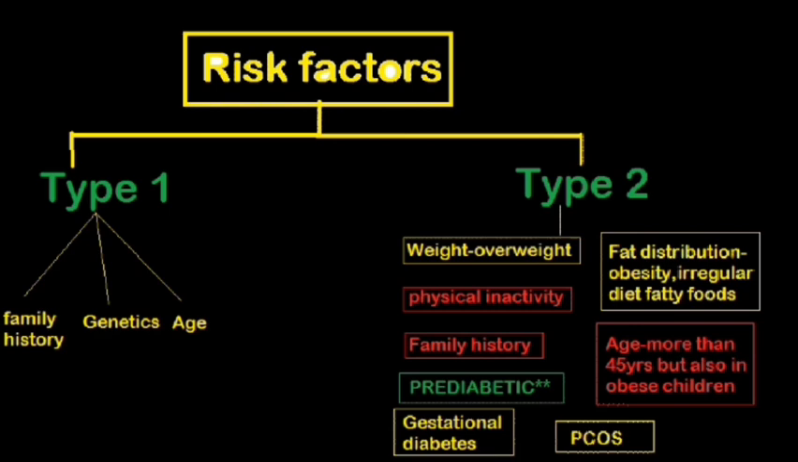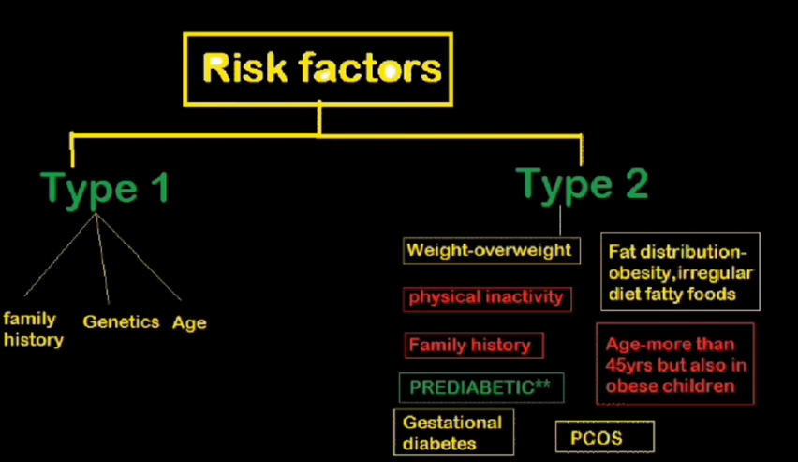Strong family history of type 2 diabetes. Pre-diabetic. Here, blood sugar level is high but not high enough to classify as diabetes. Gestational diabetes. Fat distribution, which includes obesity, irregular diet, fatty foods, age more than 45, PCOS, high BP, high cholesterol can also cause type 2 diabetes mellitus.